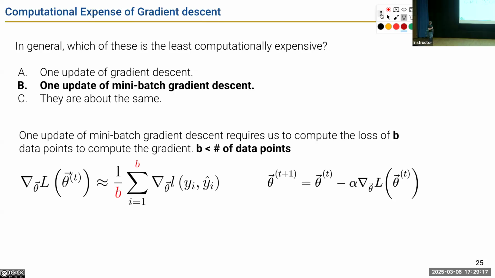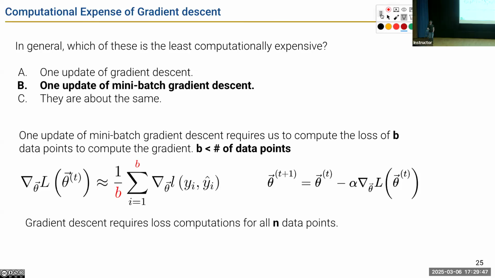Why is this the case? We are computing an approximate gradient of the loss function with mini batch gradient descent. Instead of passing through all n data points and taking the average of the individual data point loss over all n data points, we're only doing it over the b data points in our batch, which requires less computation. We don't have to pass through n data points. To get a single update, we only had to pass through b points instead of n points. B has to be smaller than n. So gradient descent requires computations for all n data points for a single update, mini batch gradient descent, just b. Okay, that's the first piece.